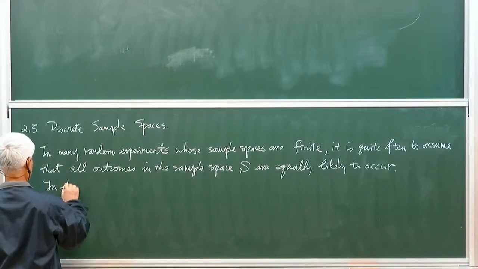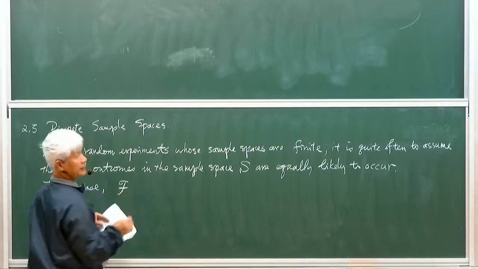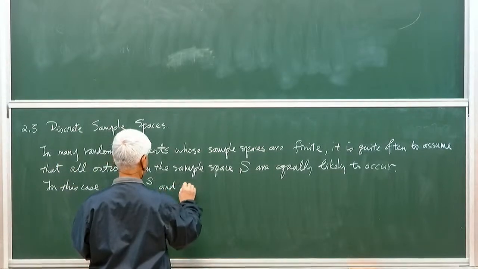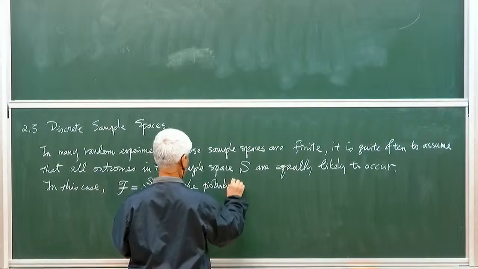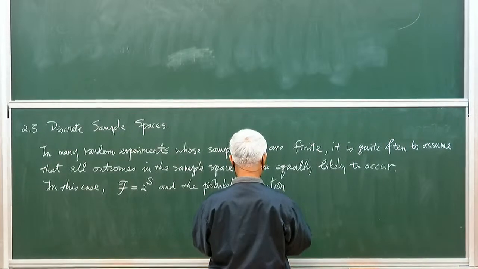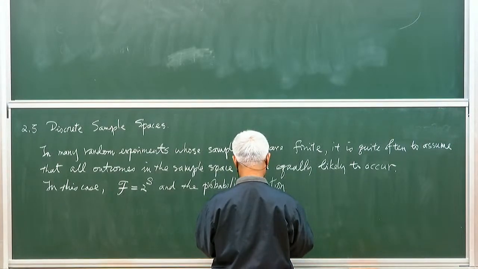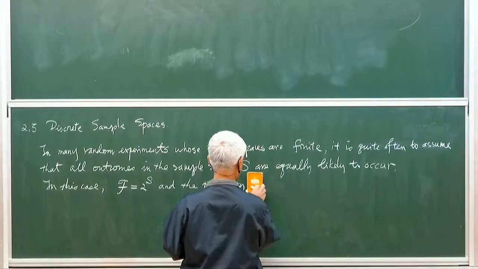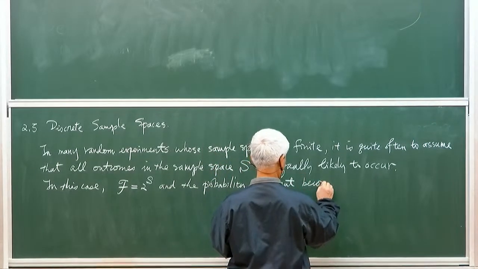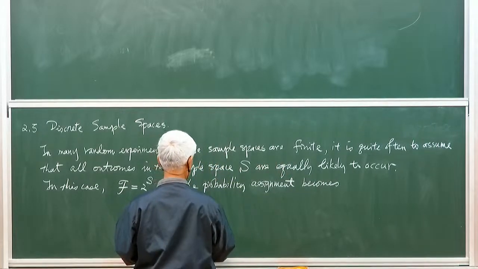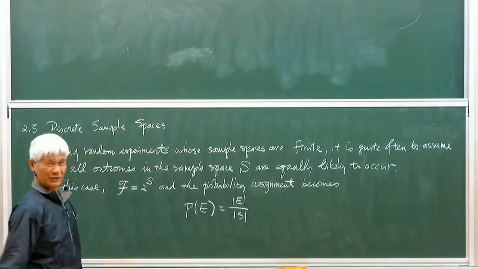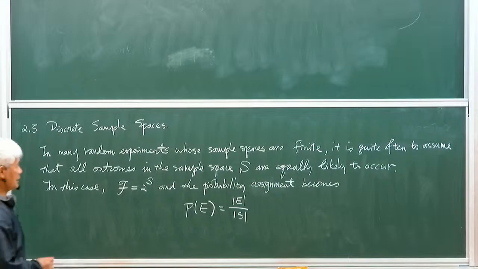In this case, the sigma algebra we select would be the power set of the sample space, and the probability assignment becomes, for every event E in the sigma algebra, the ratio of the size of the event to the size of the sample space.